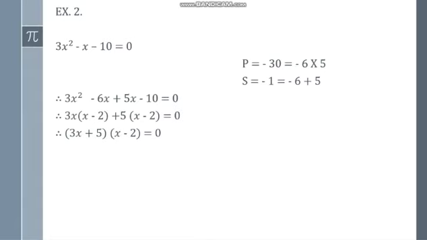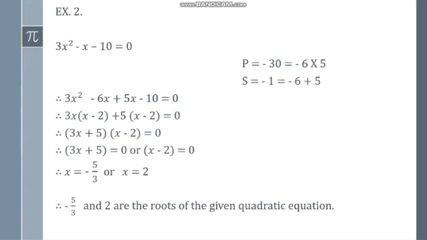It's just like a into b is equal to 0. That means either a is 0 or b is 0. So what do we get? Either 3x + 5 = 0 or x − 2 = 0. So the next step is x = −5/3, since +5 goes to the other side as −5 and 3, being multiplied, goes to the other side as a divide, or x = 2. So what is the final answer? Therefore −5/3 and 2 are the roots of the given quadratic equation.